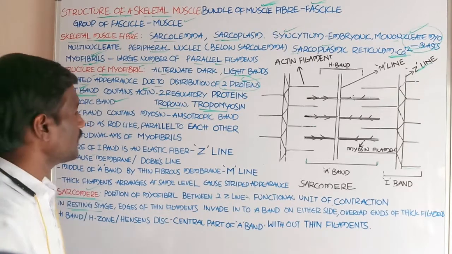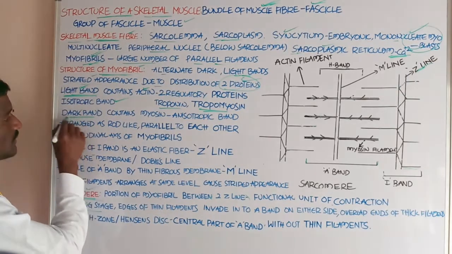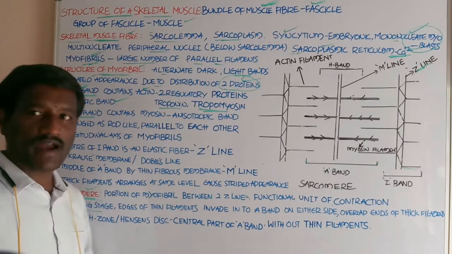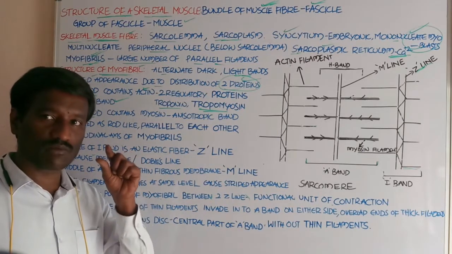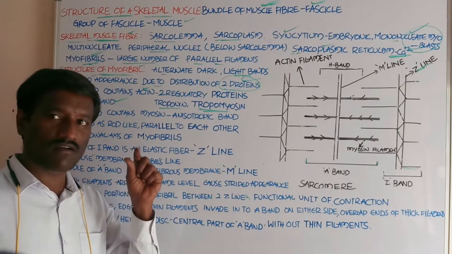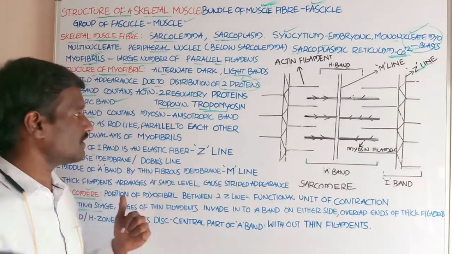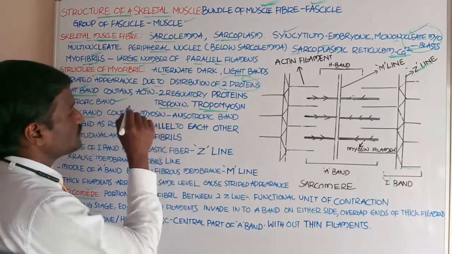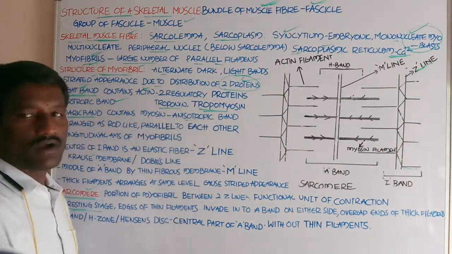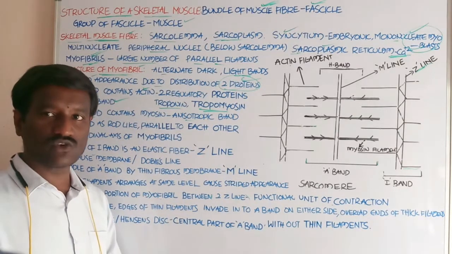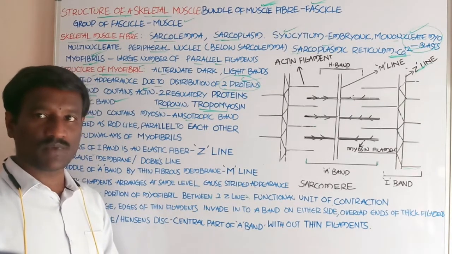Next, the dark band. The dark band contains the myosin protein. This myosin protein forms the A band, the anisotropic band.